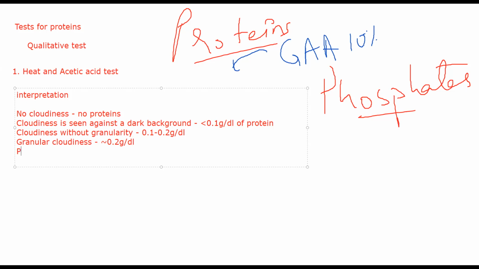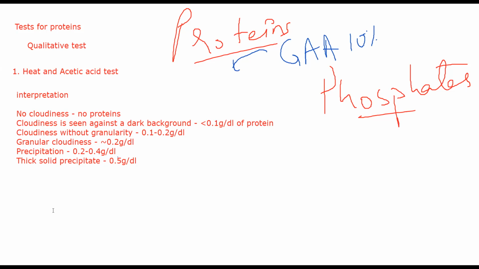If precipitation is occurring, if a proper precipitate is formed, in that case there is a lot of protein in your urine, 0.2 to 0.4 grams per deciliter. And if you see a thick solid precipitate, that indicates that the patient has almost 0.5 grams per dl of protein. So these are the interpretations that you can get from the qualitative test. Even though you're performing a qualitative test, you can tell how much protein is present in the sample.